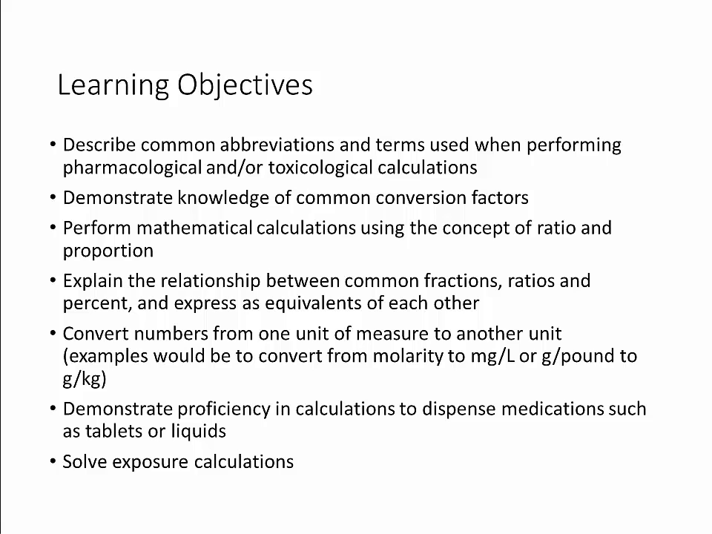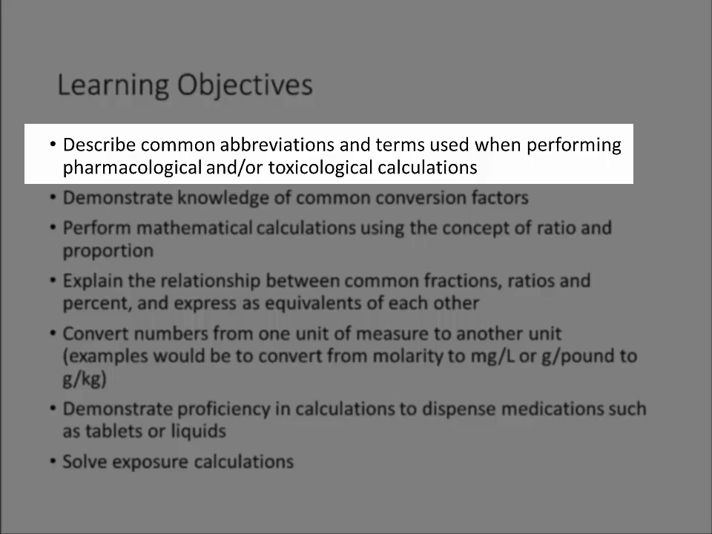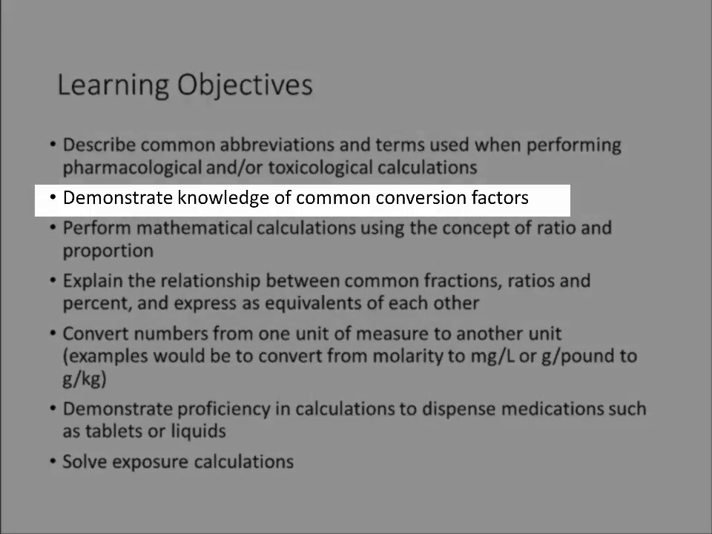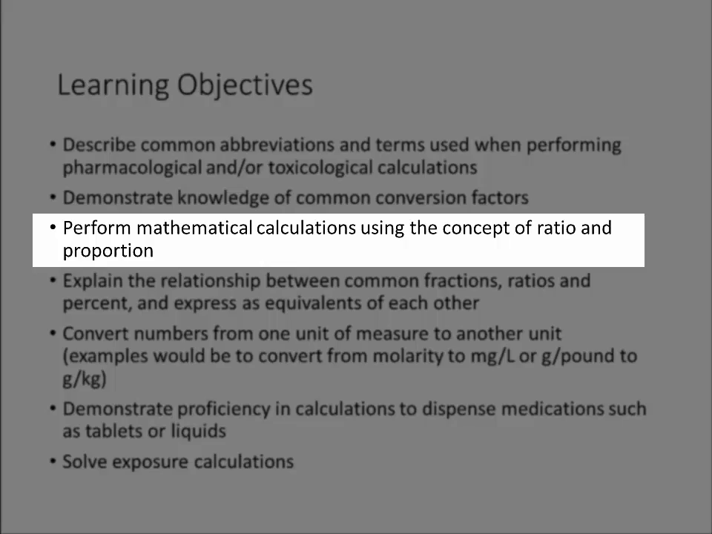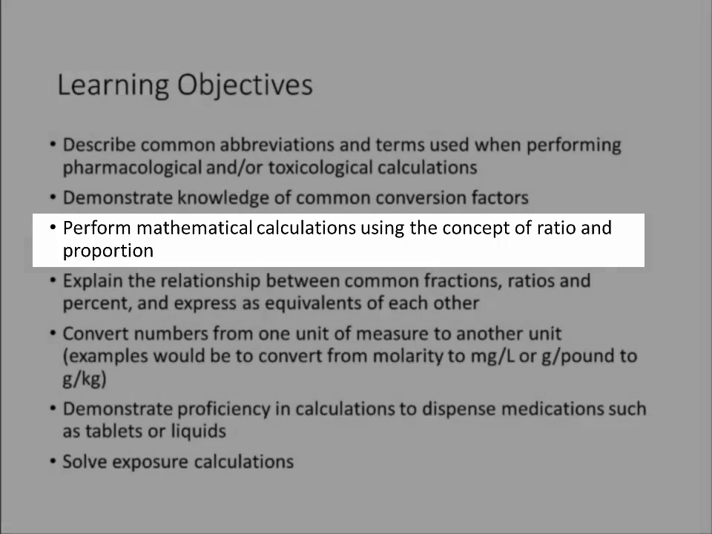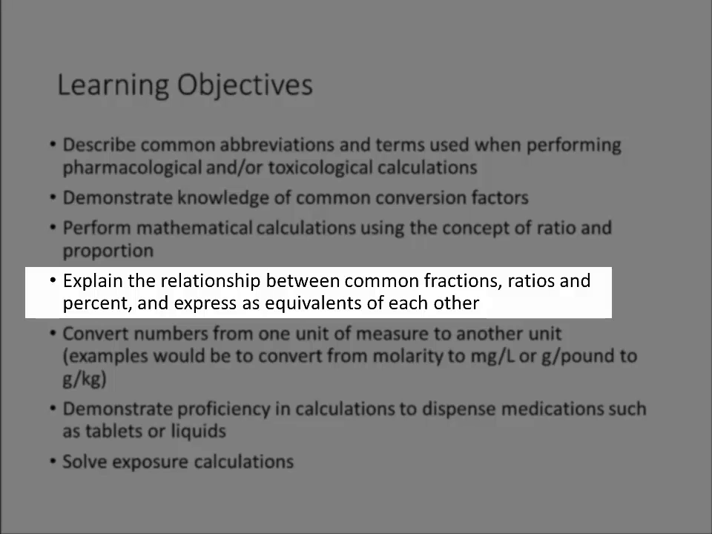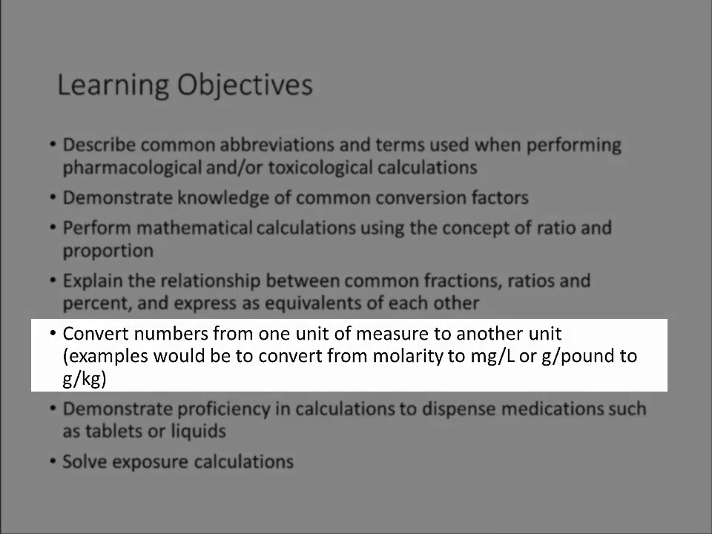The learning objectives for this module are: describe common abbreviations and terms used when performing pharmacological and/or toxicological calculations. Demonstrate knowledge of common conversion factors. Perform mathematical calculation using the concept of ratio and proportion. Explain the relationship between common fractions, ratios, and percent, and express equivalents of each other. Convert numbers from one unit of measure to another unit.